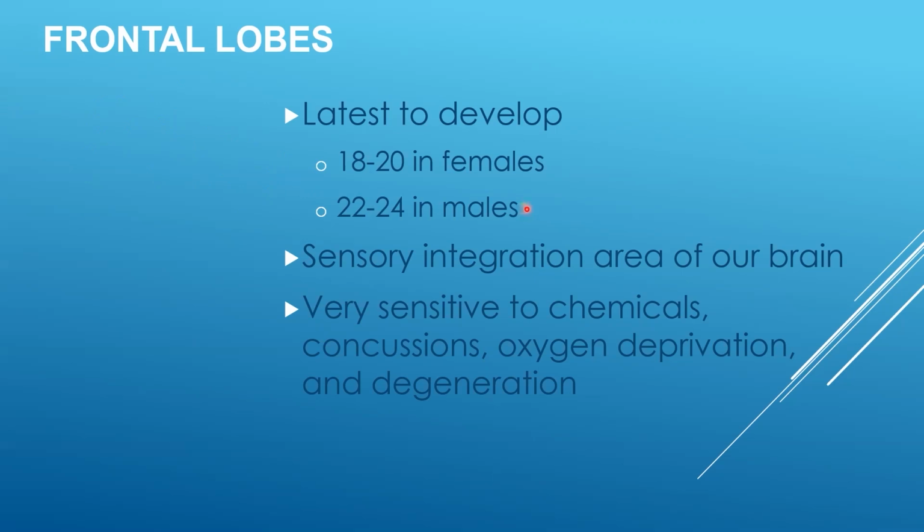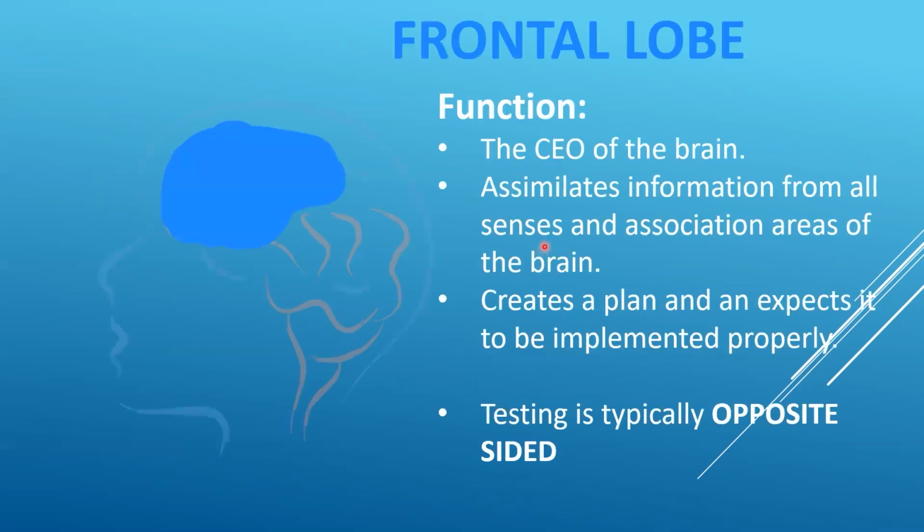So again, frontal lobes end up being changed with chemicals and drugs and different stuff like that. Concussions can have an effect on it. Oxygen deprivation can have an effect and cause brain changes. And degeneration can obviously have issues as well. Again, this is like the flower part, that last part to develop. And the area in the frontal lobe is generally going to be the CEO that you have in the brain. So it takes all of the information, integrates it, evaluates everything that's going on, and then creates a plan and tries to execute the plan properly.